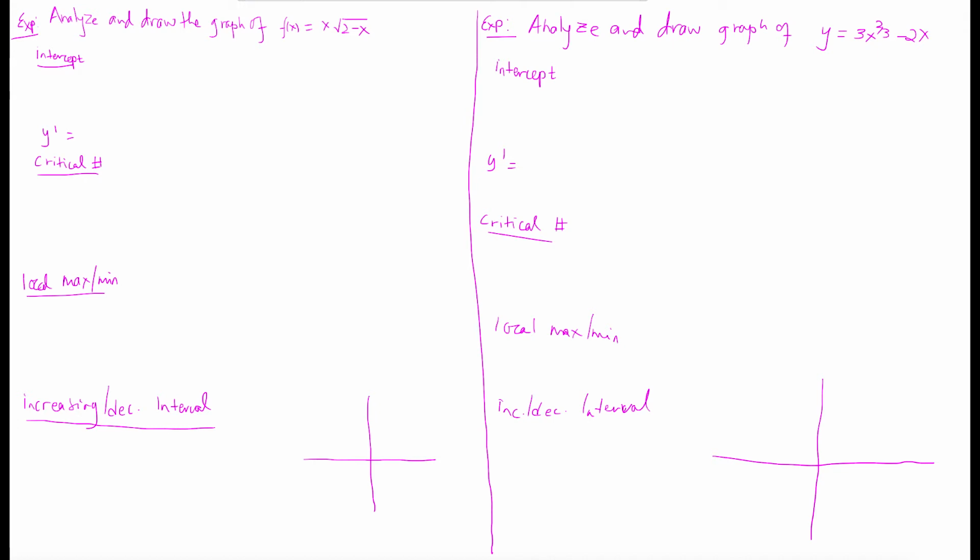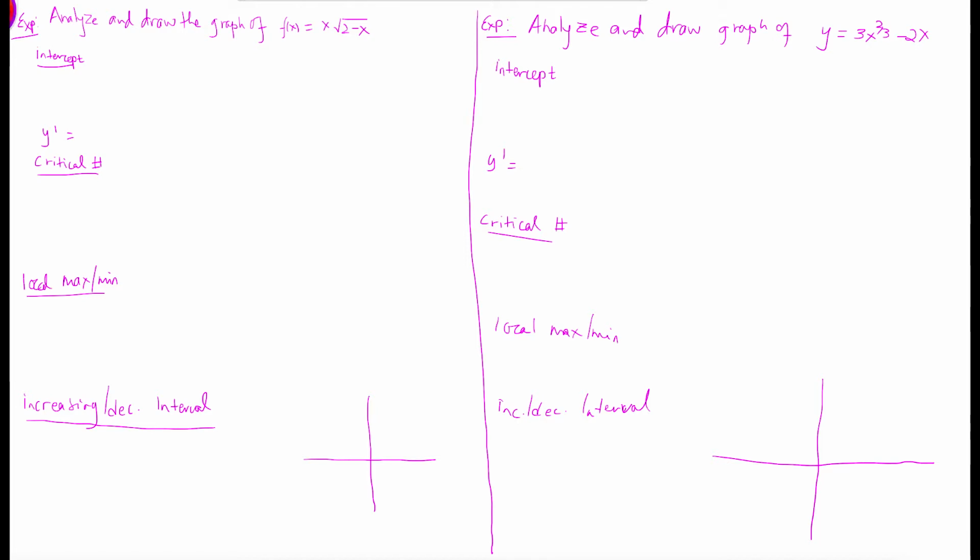Okay, in this video we are going to talk about more examples on curve tracing. The first thing we do here is this example, f(x) = y = x root under (2 minus x). Let's find out the y-intercept first.